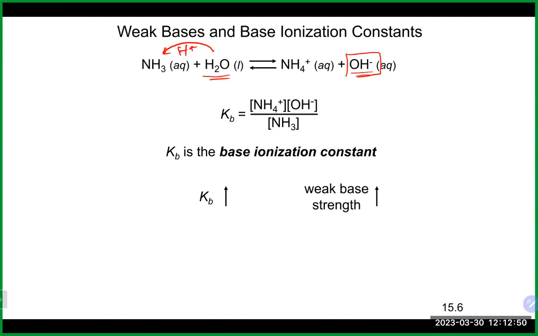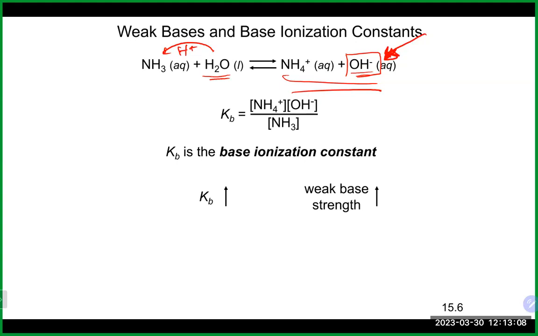The reason, again, that as the Kb value increases, so does the strength of the weak base, is that the increasing K value means more products. More products means more hydroxide has been produced, and thus it is a stronger base in that case.